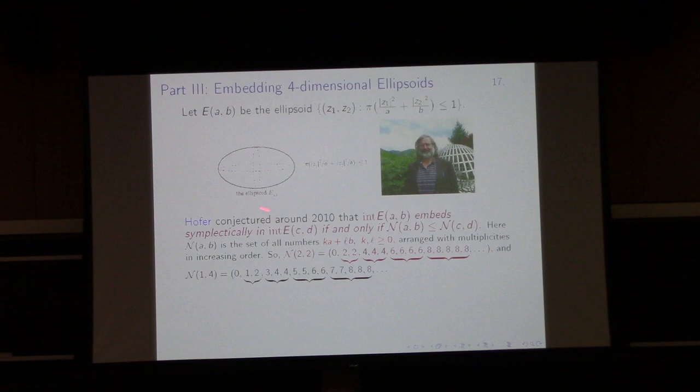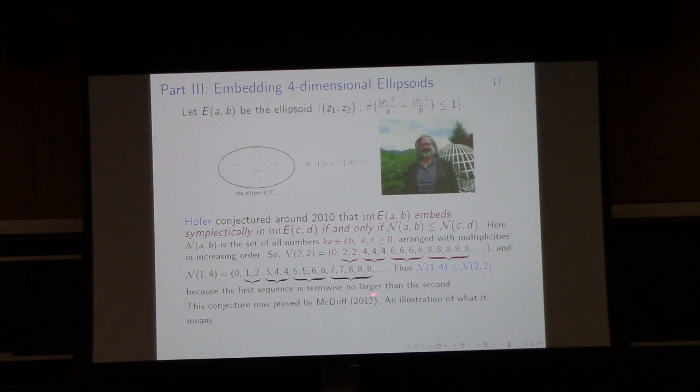And you can look at them and decide that this sequence of numbers is pointwise less than that sequence of numbers. So each number corresponding, like this 4 is less than that 4, 5 is less than that 6. So that tells you that this sequence is less than that sequence. Then Helmut's conjecture would tell you that there is an embedding of this ellipsoid into the ball. And so I proved this using work of myself and also work of Hutchings, giving this characterization: a purely numerical characterization of when one ellipsoid embeds into another ellipsoid.